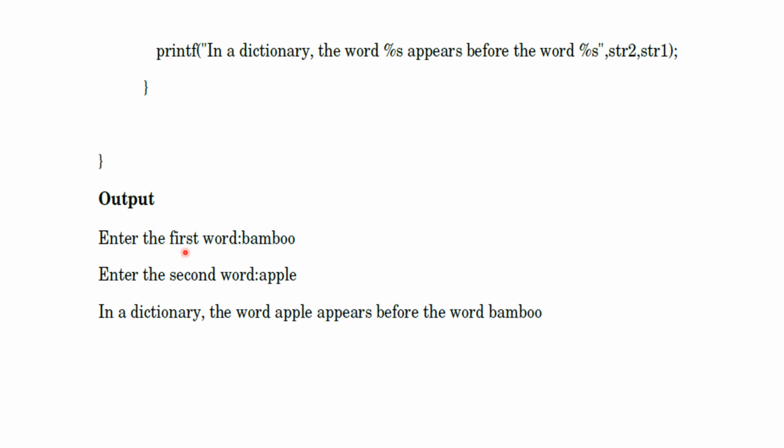When I give the first word as bamboo and the second word as apple, the output will be like, in a dictionary the word apple appears before the word bamboo.